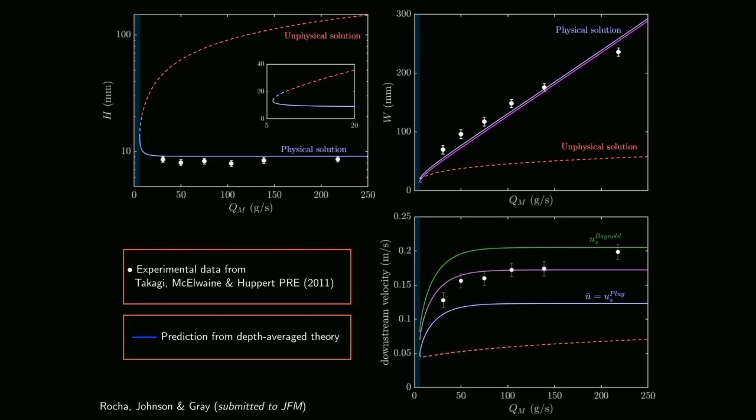You can see that the comparison for the thickness and width is in much better agreement than for the surface velocity, but this has to do with the reconstruction of the 3D surface velocity from the depth-averaged solution. If we look closely towards low fluxes, we see that the steady solution stops existing. If we look at the thickness here, it's like a folding bifurcation. But what happens in this region?